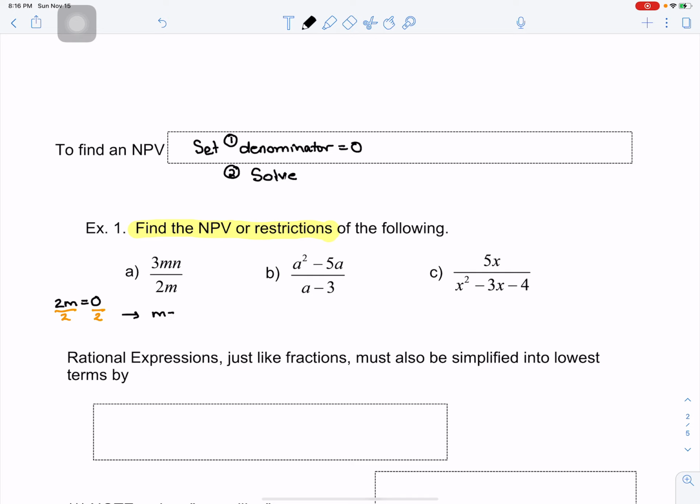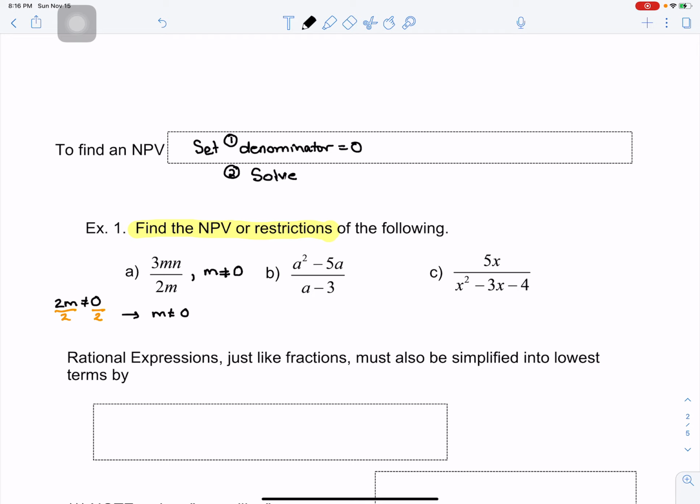So m is equal to 0 divided by 2, which is 0. So I'm going to come back and say m is not allowed to equal 0. When it does equal 0, I have a non-permissible value. Okay, so we can say 2m is not allowed to equal 0, m is not allowed to equal 0. Or you can just set it equal to 0, solve it, and then put the not equal to at the very end.